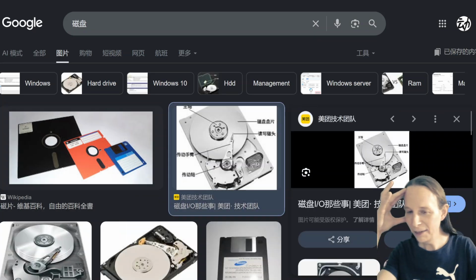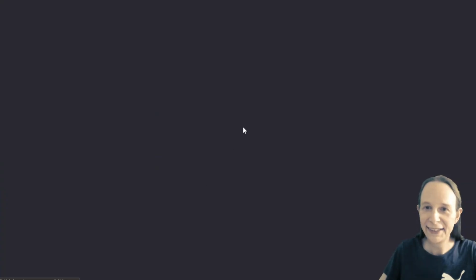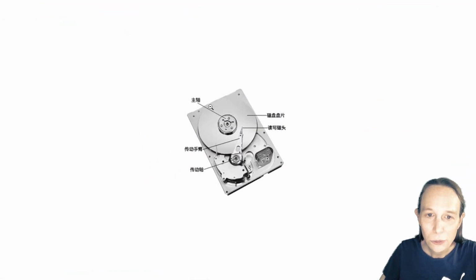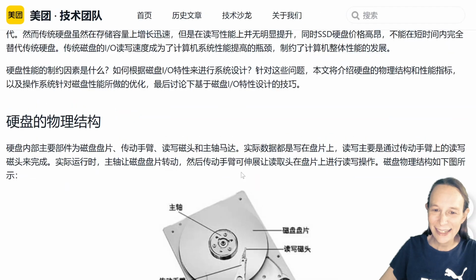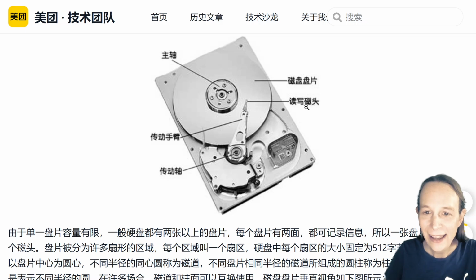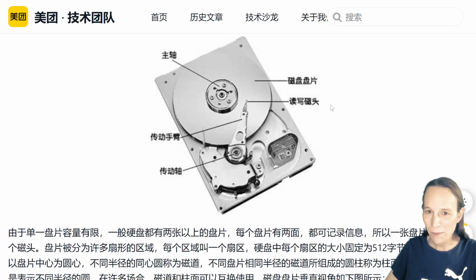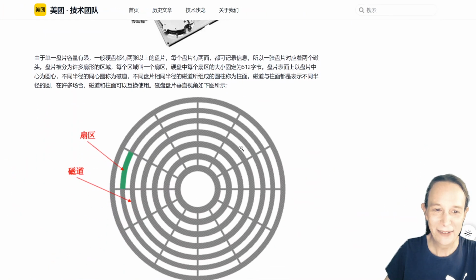The 盘, computer disk. I'd normally call this 硬盘, but maybe you use 盘 to differentiate between solid state disks. I don't know, let's click this. Let's learn about hard disks. 主轴, primary axis, 磁盘盘片. So there's a disk, this whole thing is a disk, and then there's the actual circular thing, the disk platter. 读写磁头, this is the read write head or magnetic head. 传动手臂, I guess it just moves. It's the arm. And 传动轴, the pivot point or axle for this pivot arm. All right, so we're now experts on hard disks.